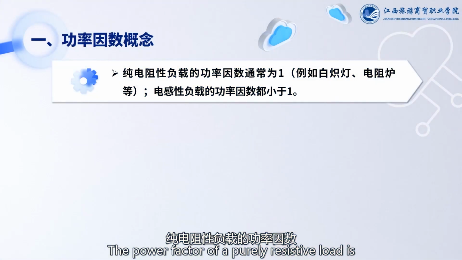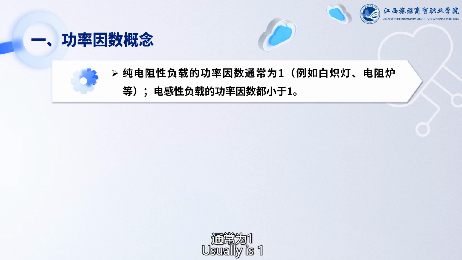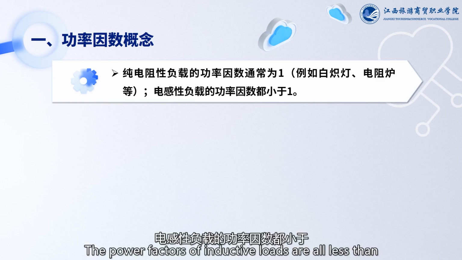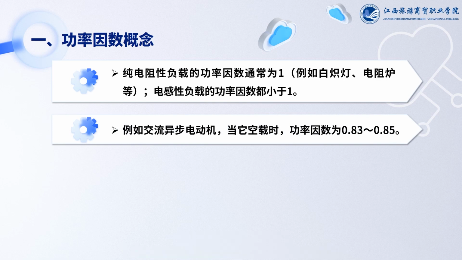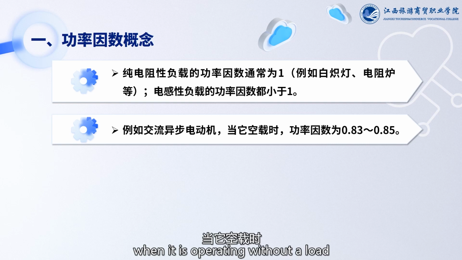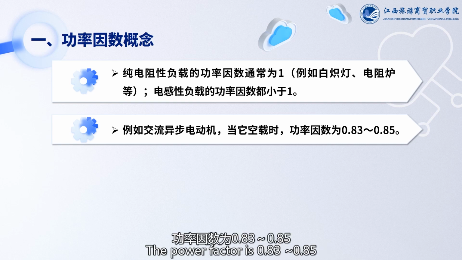The power factor of a purely resistive load is usually 1, such as incandescent lamps, resistance furnace, etc. The power factors of inductive loads are all less than 1. For example, an AC asynchronous motor. When it is operating without a load, the power factor is 0.83 to 0.85.